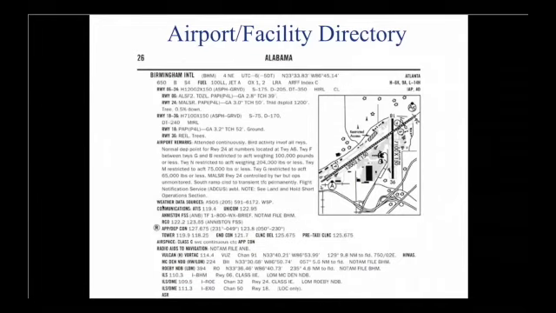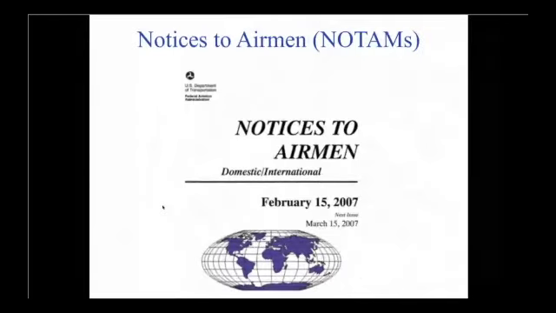For a complete listing of information provided in an AFD and how the information may be decoded, refer to the directory legend sample located in the front of each AFD.